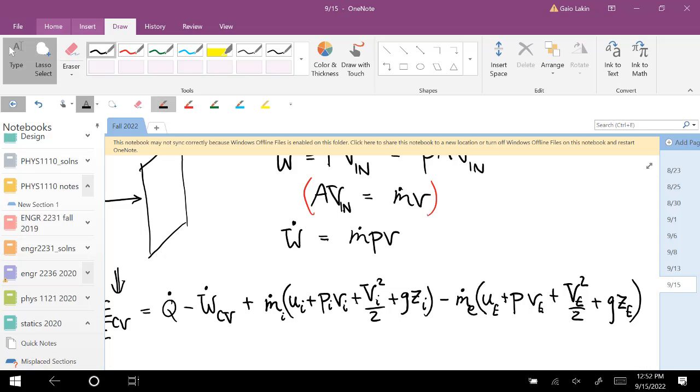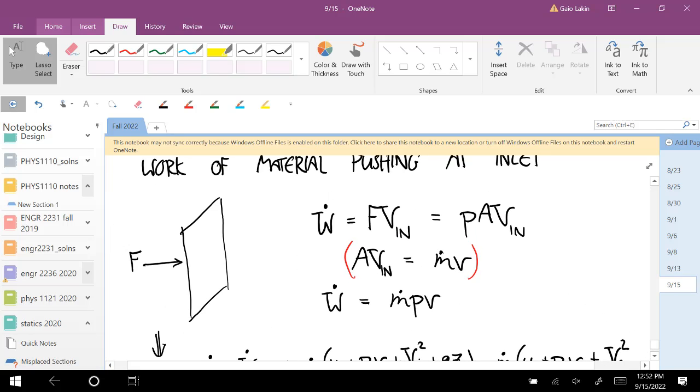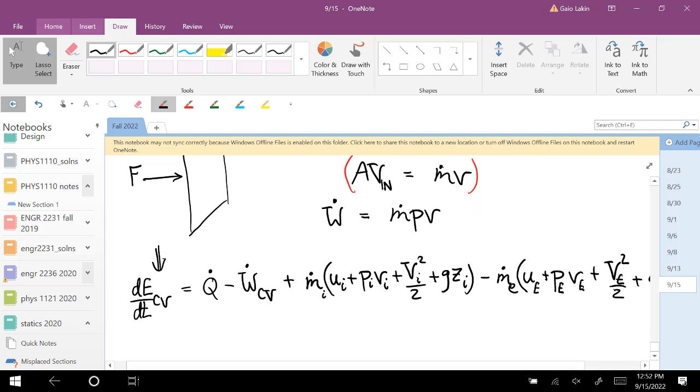And there's one more simplification we can make. Notice that it was this work that's done by the material pushing its way in at the inlet and pushing its way out at the exit that gave us these PV terms here. And so now we can call this specific internal energy plus P times V the specific enthalpy. And that's where the enthalpy comes from.